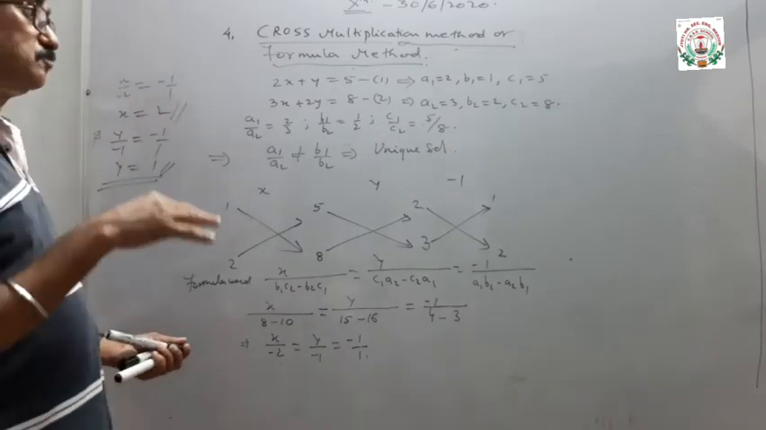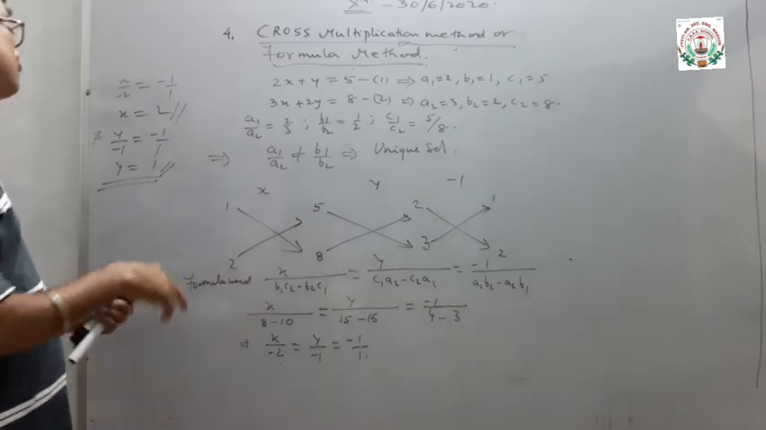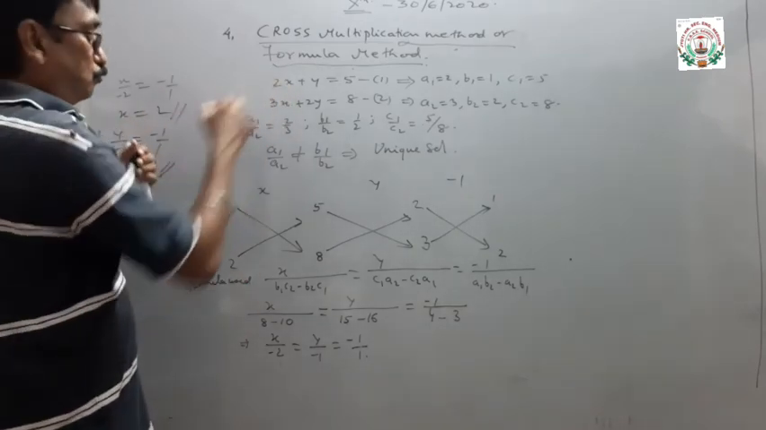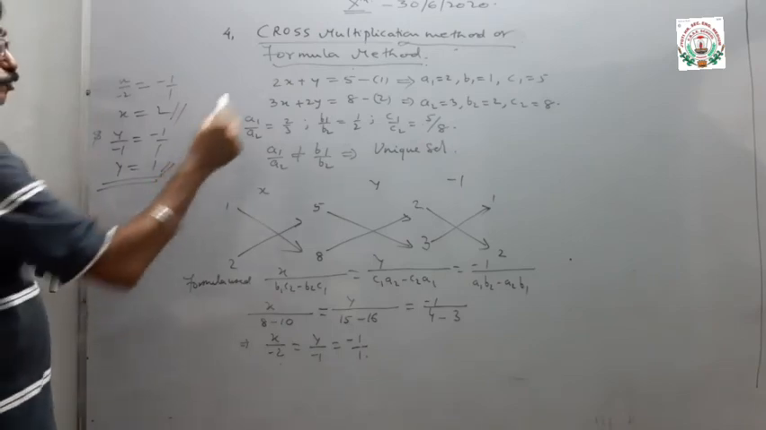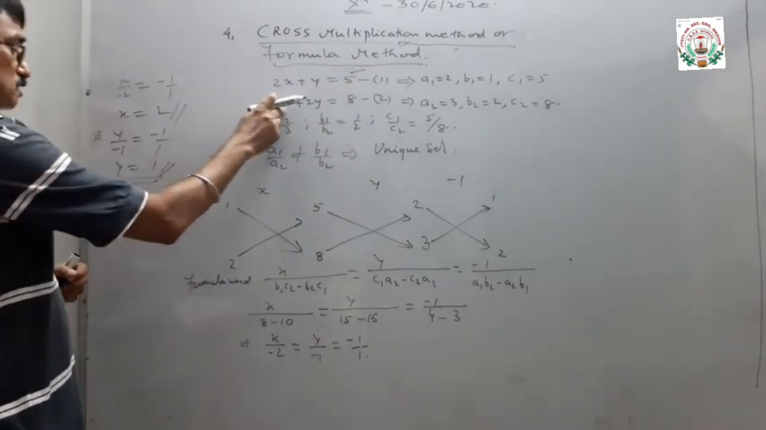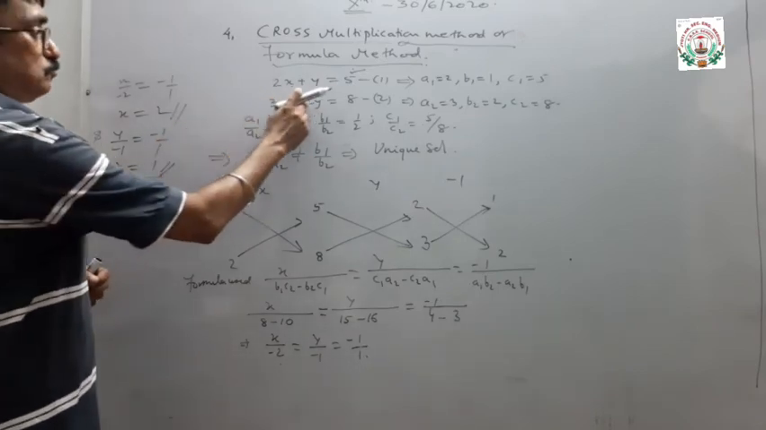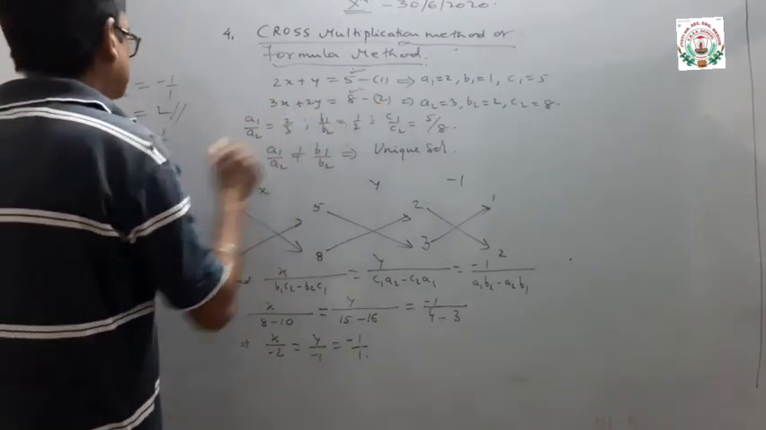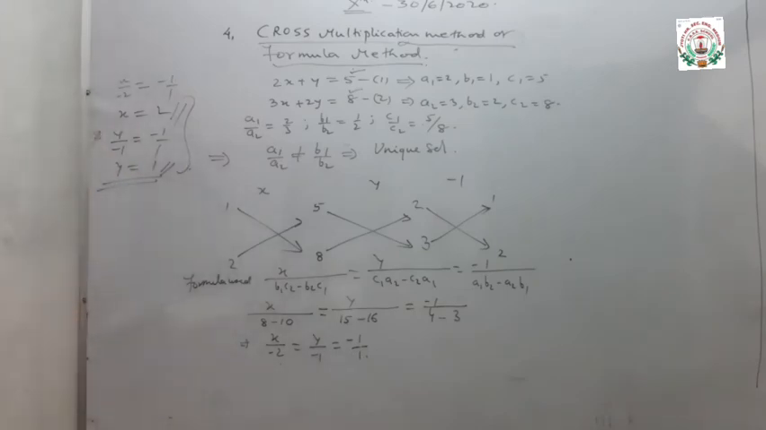Now we have to check whether our answer is correct or not. So x equals 2, 2 into 2 is 4 and y is 1, 4 plus 1 is 5. Correct. Second equation, 3 into 2 is 6 and y, 2 into 1 is 2, 6 plus 2 is 8. So our answer is 100% correct.